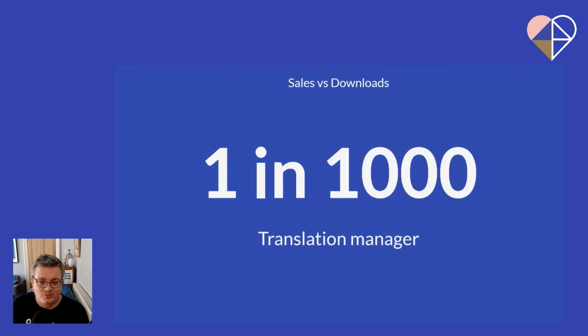So for Translation Manager, we roughly see, based on this number, and these are rounded, 1 sale for every 1,000 downloads of Translation Manager. I'll leave it as an exercise to you to work out how many downloads of Translation Manager we've had, but essentially we've had 1 sale for every 1,000 downloads.